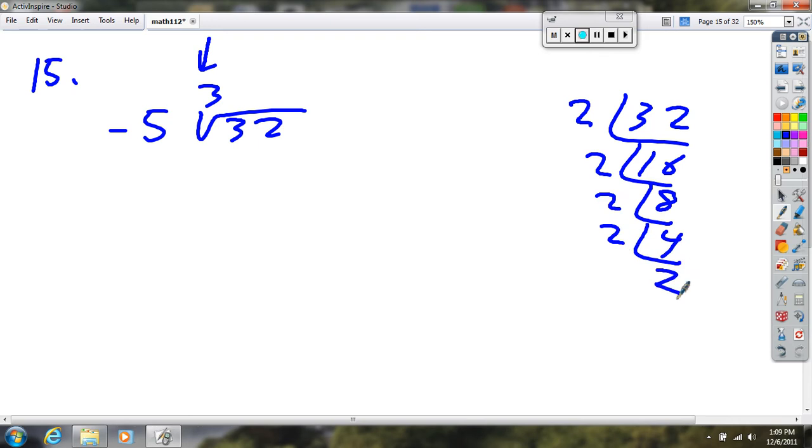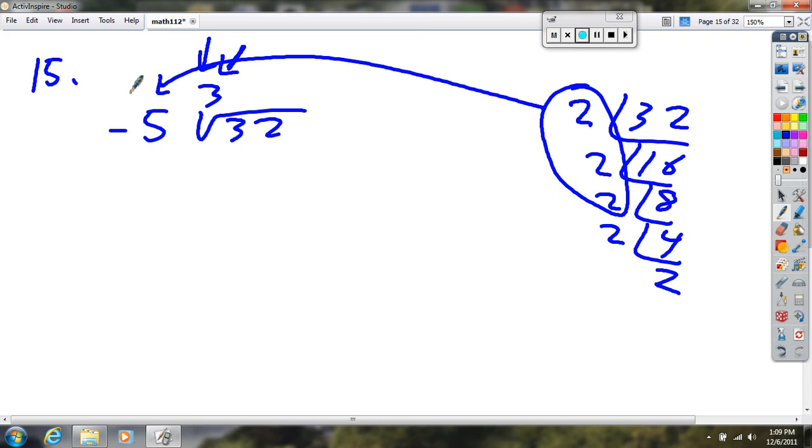Now, because it's cubed, you don't circle pairs, you circle 3 at a time. When it's a square root, you circle 2. When it's a cube root, you circle 3. If it's the 4th root, you circle 4. So I'm circling 3 at a time, there it is, and you do exactly what you did with it. This is a set of 2's. It goes out here one time.